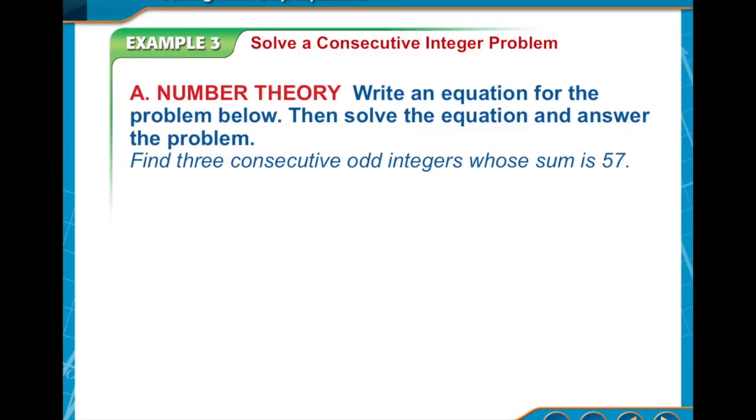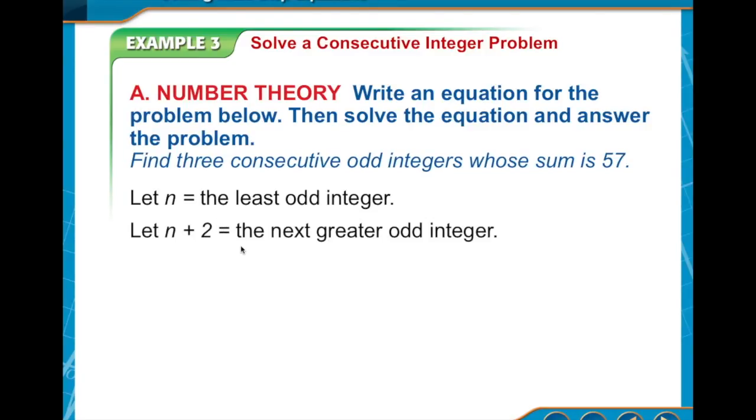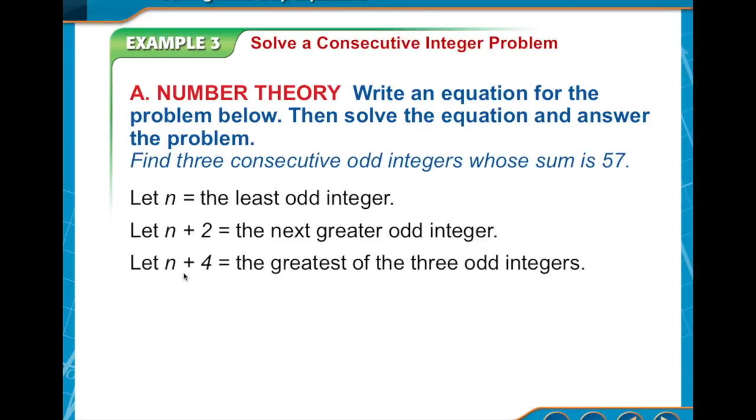So in this example, we're asked to write an equation for the problem below, then solve the equation and answer the problem. So we need to find 3 consecutive odd integers whose sum is 57. If we let n be the lowest odd integer, n plus 2 would be the next one, and n plus 4 would be the greatest of these, because we have to skip a digit each time, right? If we start with 1, the next one can't be 2. 2 is even, so it has to be 3, which is 2 more. So n, n plus 2, n plus 4 are 3 consecutive odd integers.